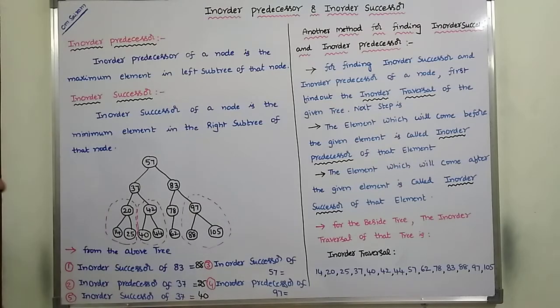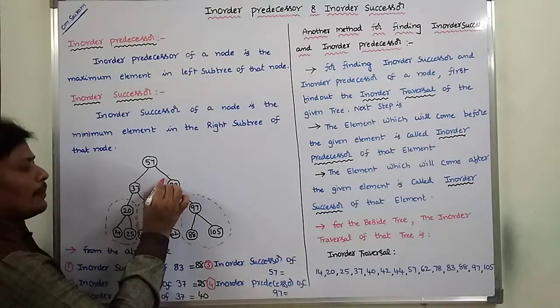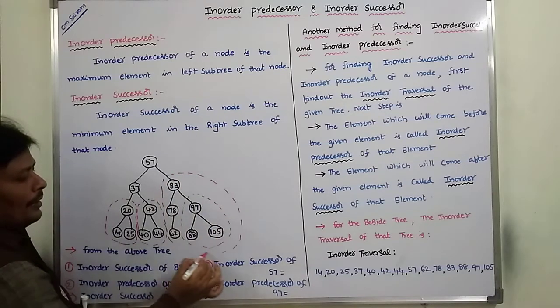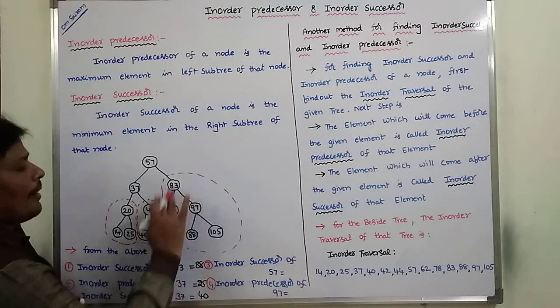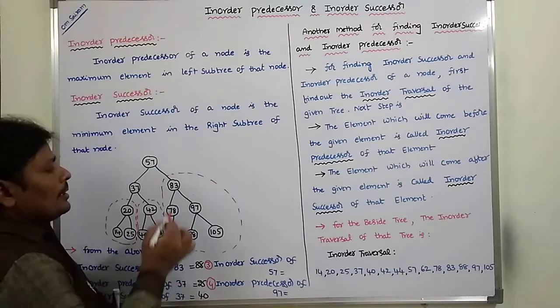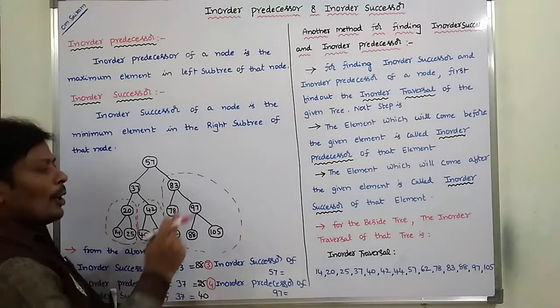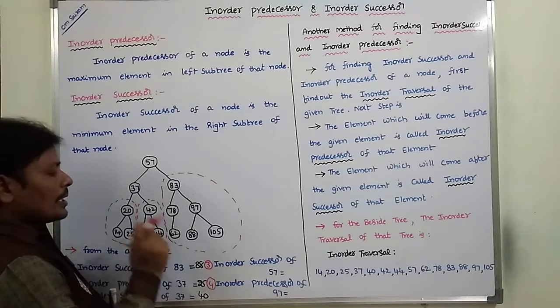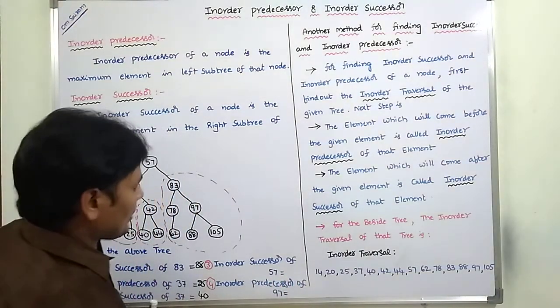Okay, next one. Inorder successor of 57. Here 57 is there. For 57, inorder successor means we have to consider the right subtree. So this is the right subtree of 57. In that one, what is the minimum element in the right subtree? So 62, 78, 83, 97, 88, 105. What is the minimum element? That is 62. So 62 is the inorder successor of 57.